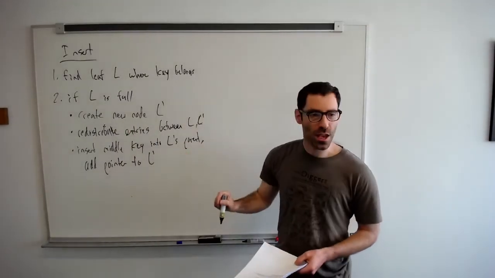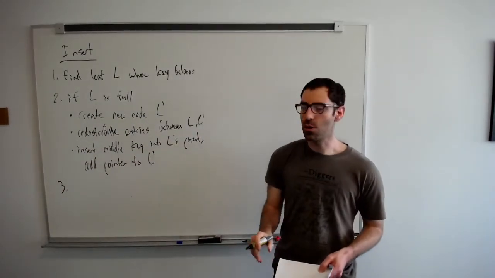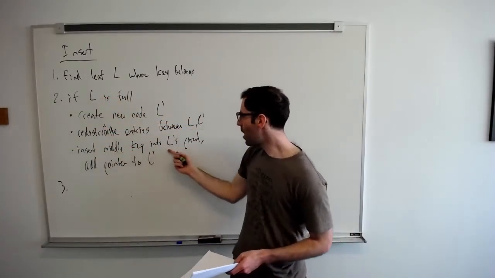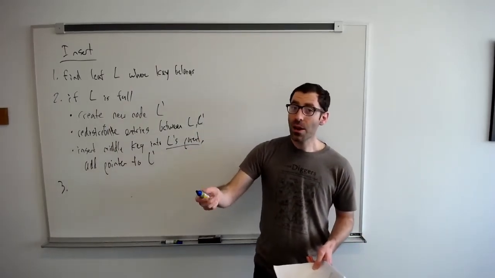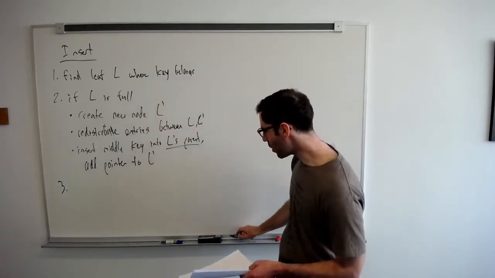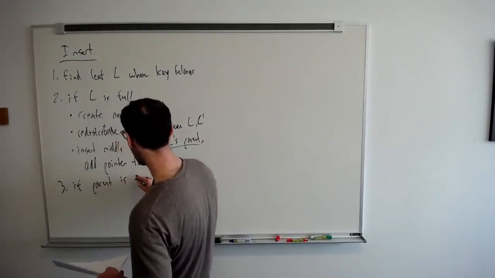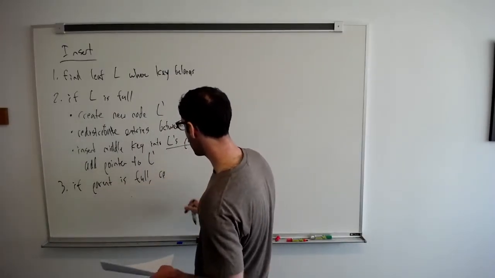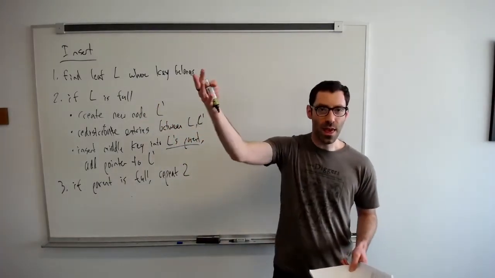Now, the unfortunate thing, or the cool thing, depending on how you look at it, is that when we insert the middle key into L's parent, well, L's parent might be full. And if we need to insert a new key into this full internal node, we're going to repeat step two with that parent node.